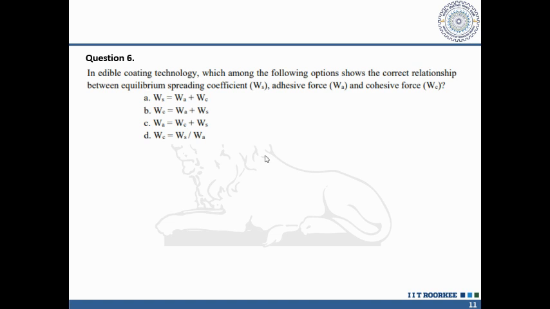And question 6 is, in edible coating technology, which among the following options shows the correct relationship between the equilibrium coefficient and adhesive force and cohesive force? So you have options A, B, C, D. If you know, please write the answer in the comment box. Please write whether you know or don't know. Okay, if you are wrong also, it doesn't have any impact now. So you can answer at least.